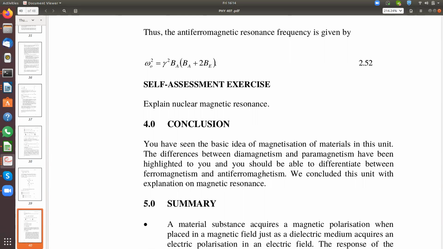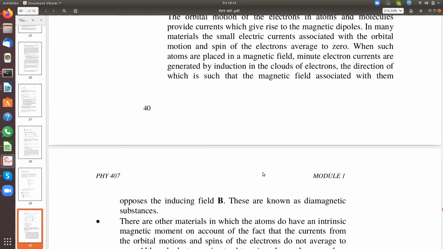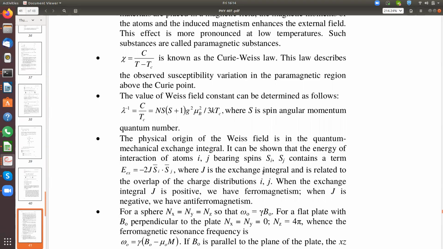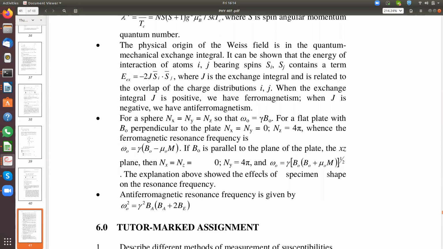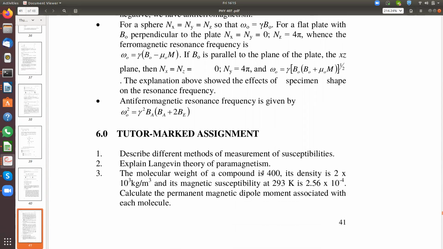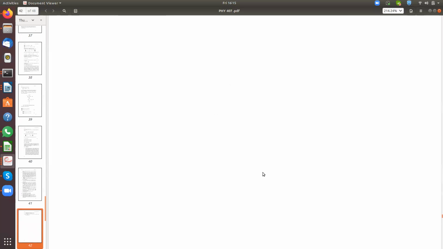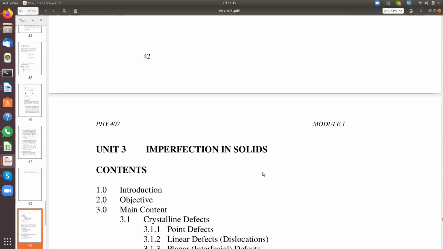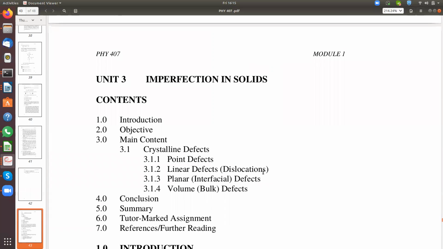So I think with this, we technically come to the end of the classes on ferromagnetism and antiferromagnetism. If you have any questions, you are free to ask. You can try and look at some of the tutors' assignments and see how you can go about them. If you have any issue, you can actually get back to me and ask your questions. By next week, we start discussion on imperfections in solids.